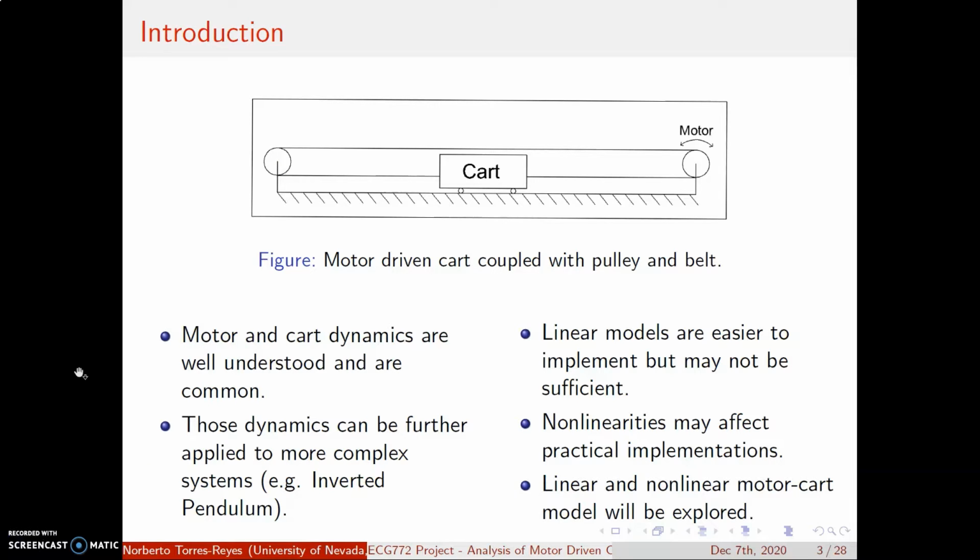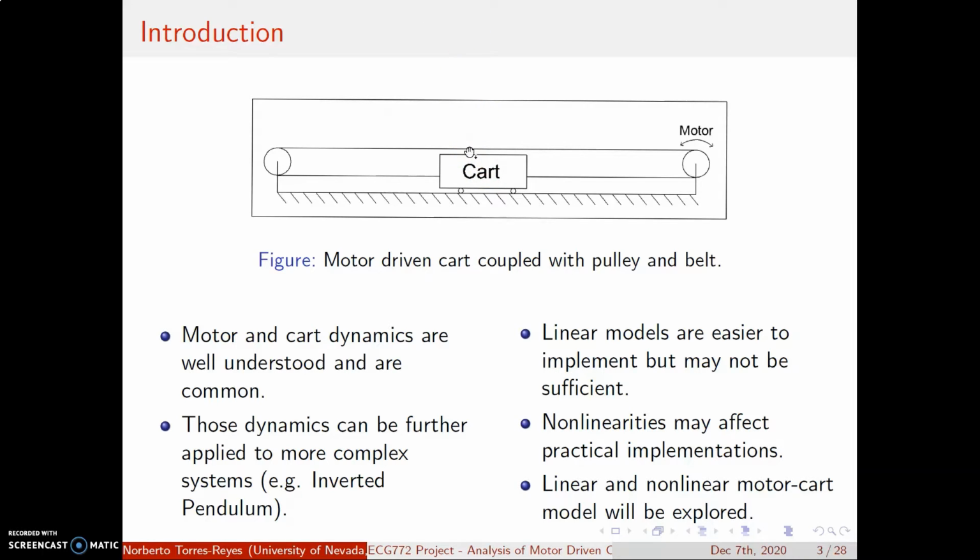This is a quick introduction. The figure shows a motor-driven cart coupled with a pulley and belt. This is the basic setup for both the model and the experiment, as you'll see later. Motor and cart dynamics are pretty well understood, and they're common in literature. You see them a lot in textbook examples. These dynamics can be further applied to more complex systems, for example, an inverted pendulum on a cart, or even a double and triple inverted pendulum on a cart.